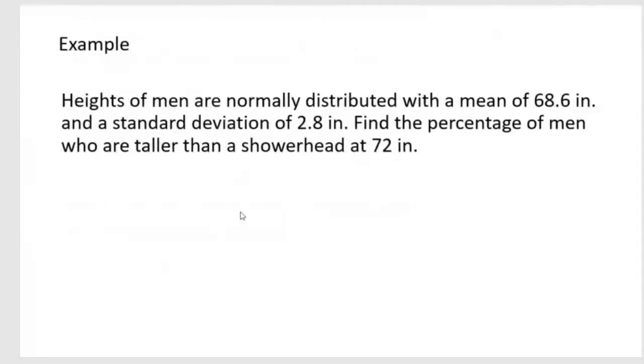So here's an example. The heights of men are normally distributed with a mean of 68.6 and a standard deviation of 2.8. Find the percentage of men who are taller than a shower head that's at 72 inches. So the mean, mu, is 68.6, the standard deviation is 2.8, and I'm looking for the group that is taller than, so somewhere there's an x value of 72, and I'm trying to find this area.